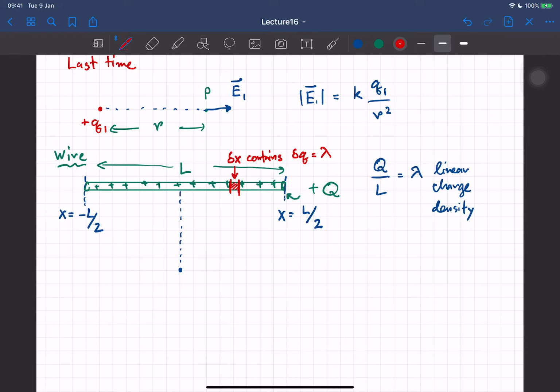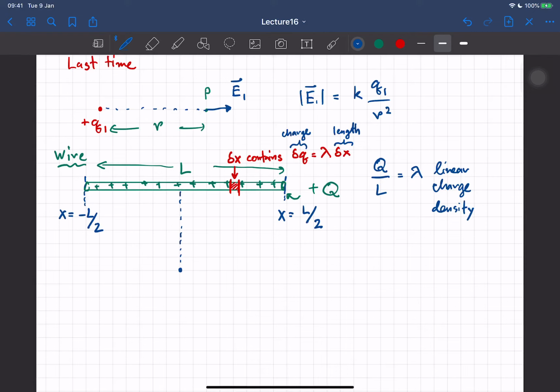So I will write it as lambda, and I will substitute lambda as Q over L later. Maybe I don't have to. I don't remember exactly, but I'll keep it as lambda. So I write lambda times delta x. Again, this is the charge contained in the small section. This is the density, and this is the length of the wire. So delta Q equals lambda times delta x.